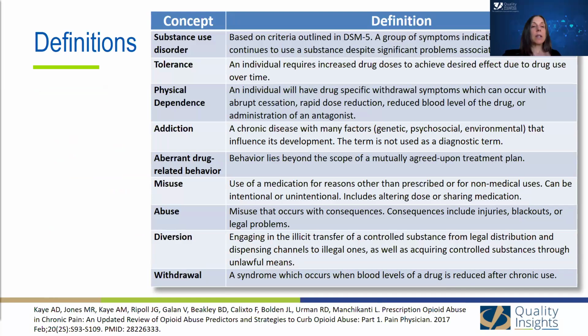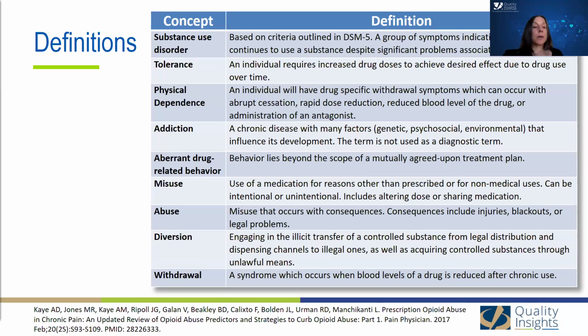I think it's really important. We talk about withdrawal and tolerance. These things happen when an opioid is taken chronically. That means with tolerance, an individual requires increased doses over time. That's typical for opioids. That is pretty much how they work. And then withdrawal, that occurs when blood levels are reduced after chronic use.